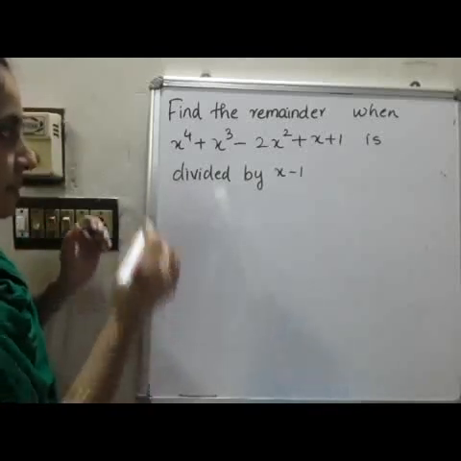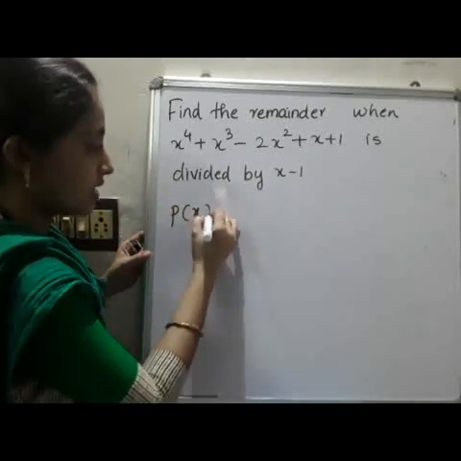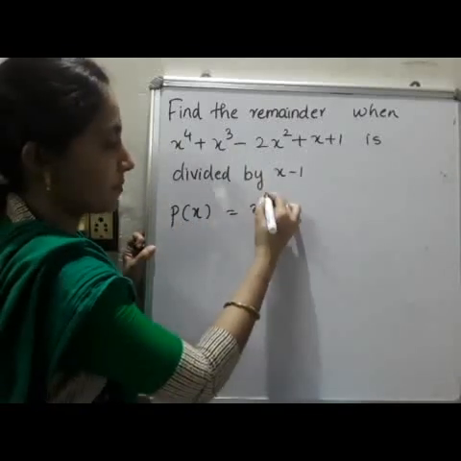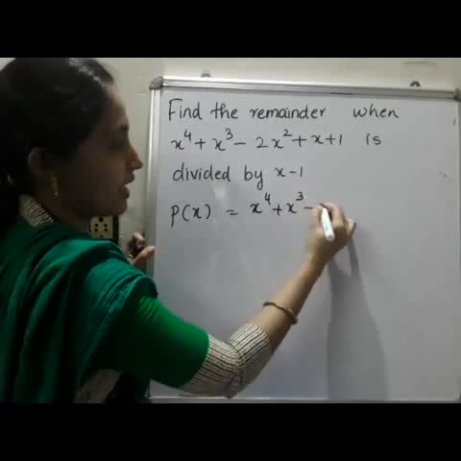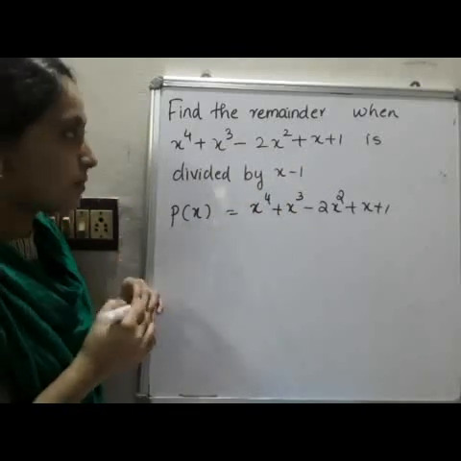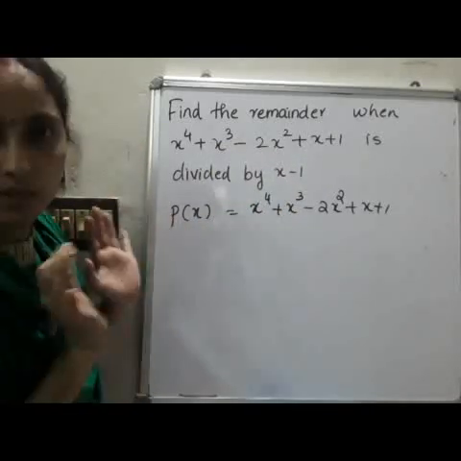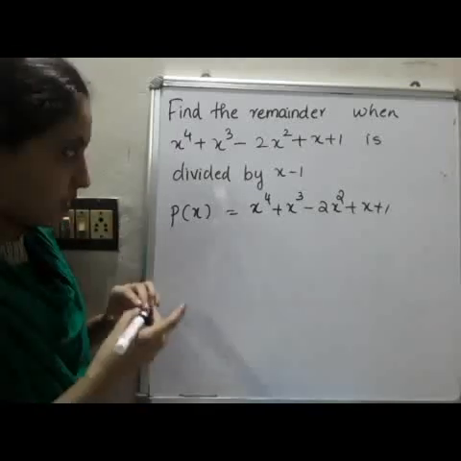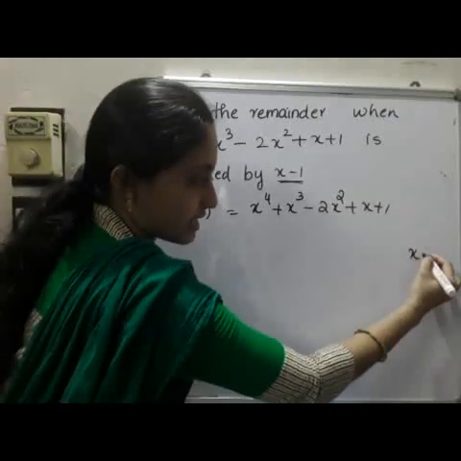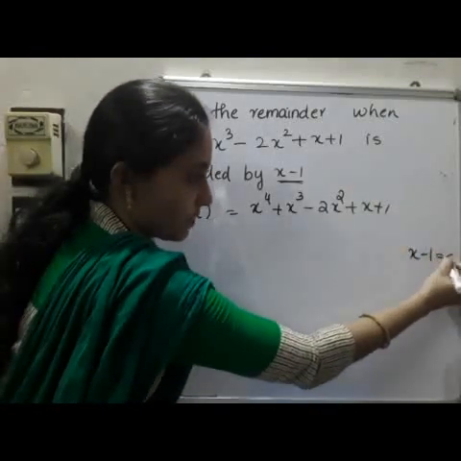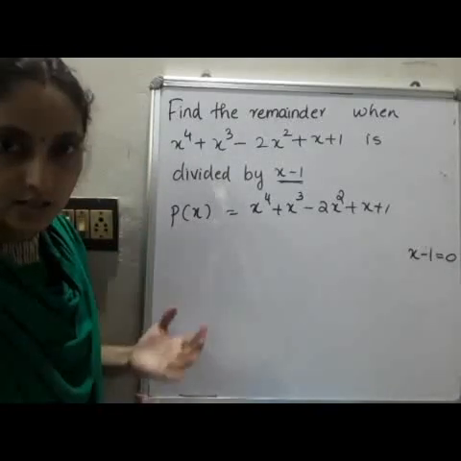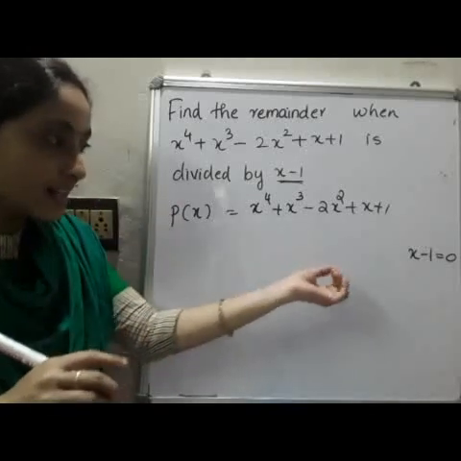So listen here please. First, P of x. No name is given to the polynomial, so just put P of x equal to the polynomial: x raised to 4 plus x cube minus 2x square plus x plus 1. Here we don't need the powers to be in decreasing order; just write down the polynomial. The next step is important. It is divided by x minus 1, so on the side write x minus 1 equated to 0. Why are we equating to 0? Because we need the remainder as 0. That is just a simple method.